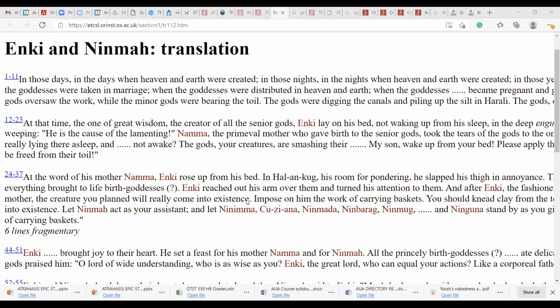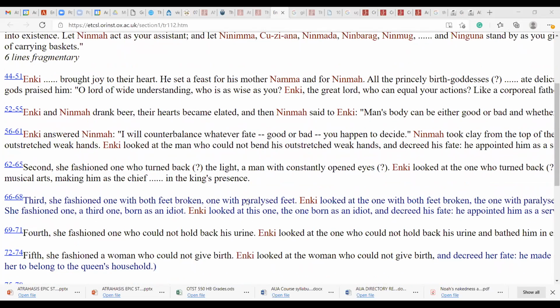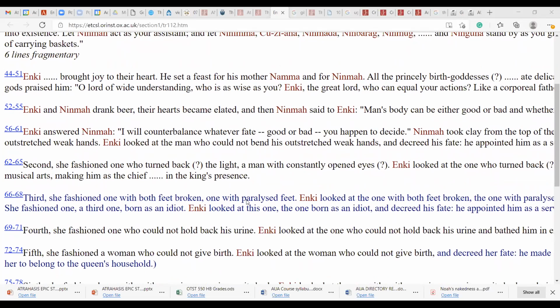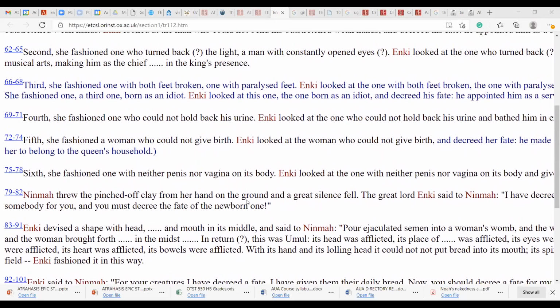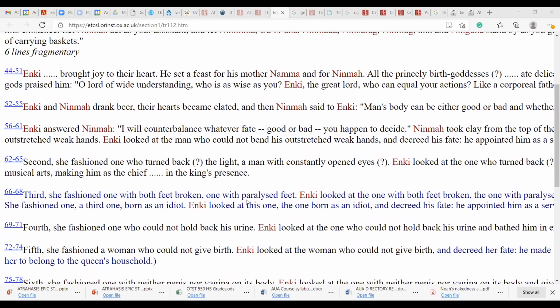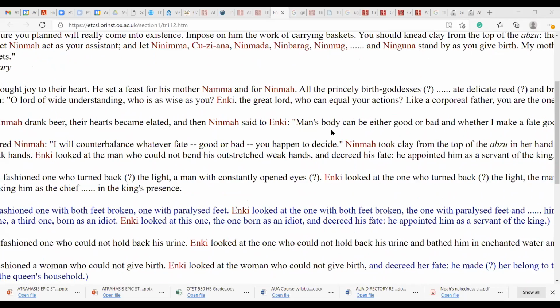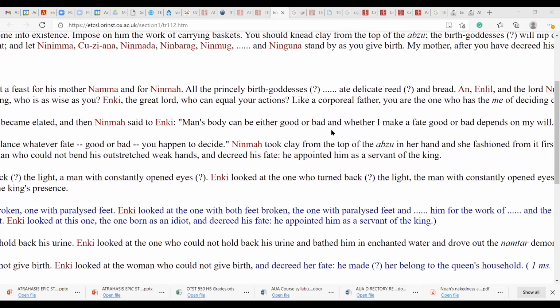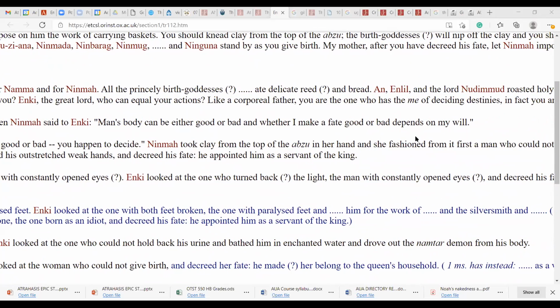Down there somewhere, you will see where the gods were drunk as they were celebrating. It's about line 70, thereabout. So this is the contest. There's a verse where they drank too much. Ninmah drank beer. Yes, they drank elated, beer. And then Ninmah said to Enki, man's body can be either good or bad. And whether I make a fate good or bad depends on my will.